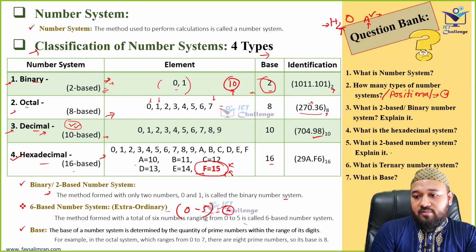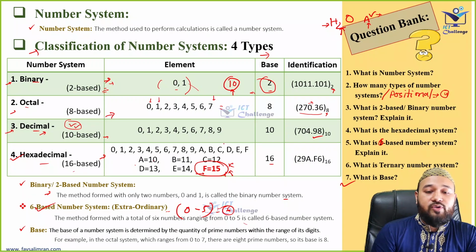Okay, what is the base 2 number system? We already explained it. Let's repeat it. It will be base 2. We also know that. What is the ternary number system? What is the base? We will get this.